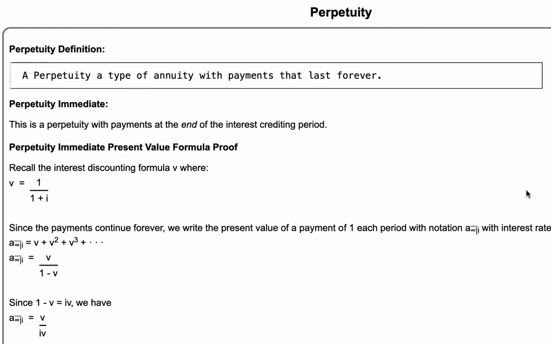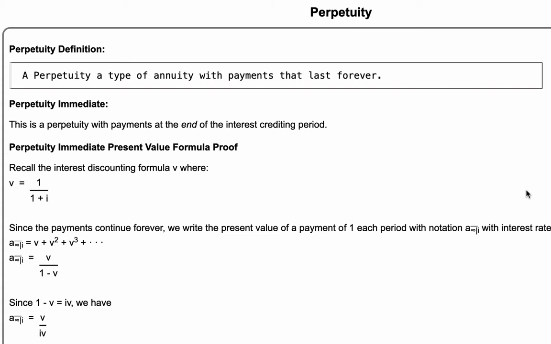Let's talk about perpetuities. A perpetuity is a type of annuity with payments that last forever. And if you're not familiar with an annuity, I urge you to go back and watch our annuity video, which I'll link to in the video description. Now, there's two types of perpetuities that we'll cover in this video.